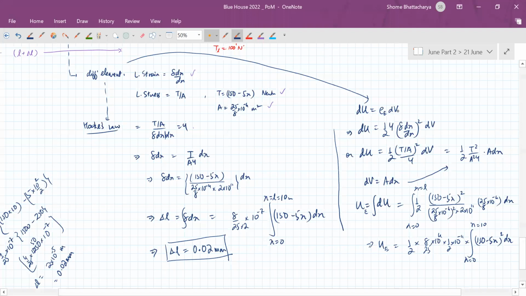That small volume element has energy stored in it equal to how much? Energy density into volume. So this is the potential energy stored in a volume of dV. So that potential energy is equal to energy density, that is energy per unit volume, multiplied by volume. Now the formula for energy density is half stress into strain, which is the same thing as half of Young's modulus into strain square, or we can write it as half of stress square upon Young's modulus. So this term, this whole term, is the energy density.